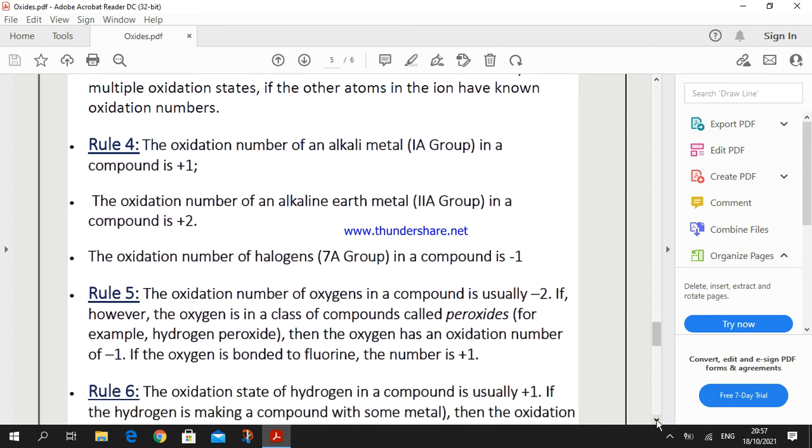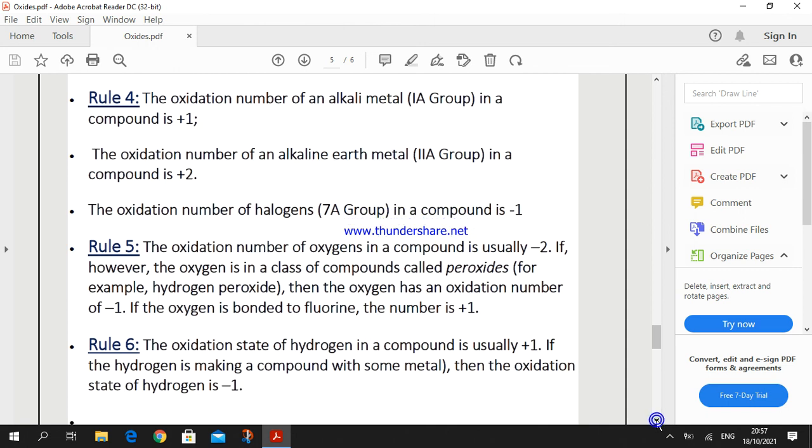Rule 5. The oxidation number of oxygen in a compound is usually negative 2. But if the oxygen forms a peroxide compound, in this case the oxidation number equals -1. And if the oxygen is bonded to fluorine, fluorine has the highest electronegativity, so in this case the oxidation number of oxygen changes into +1.